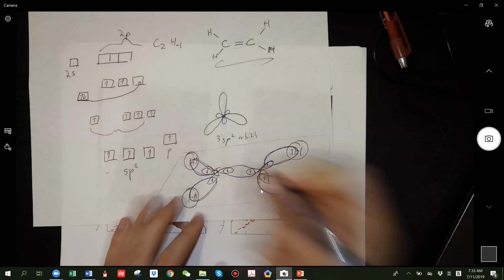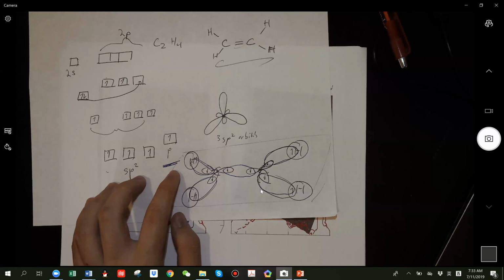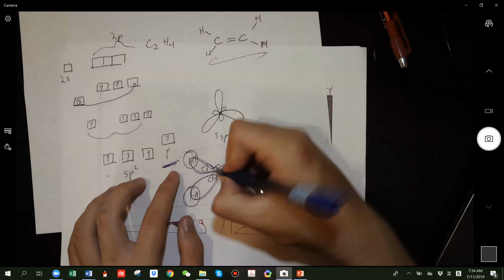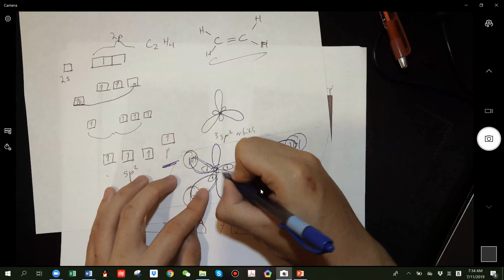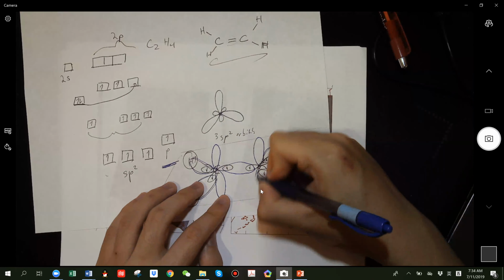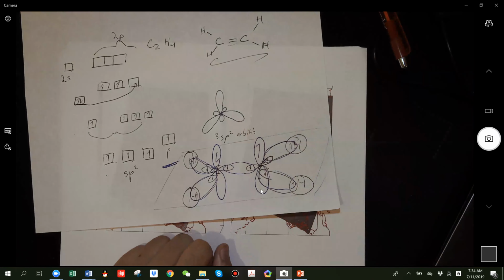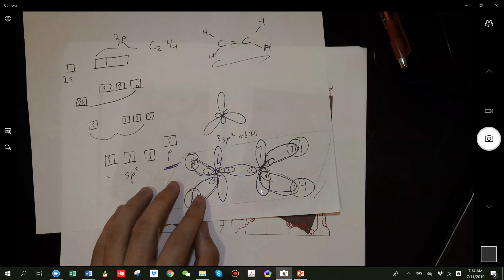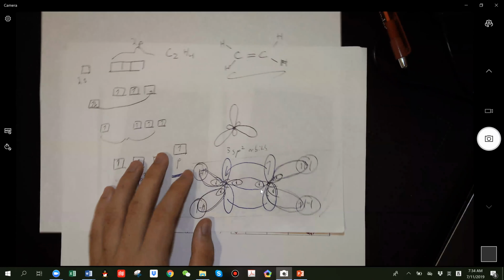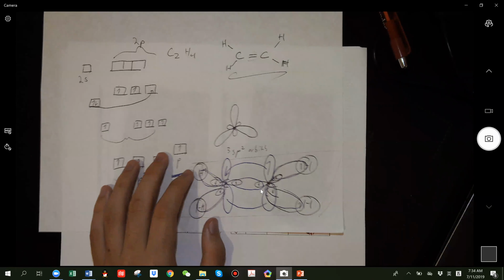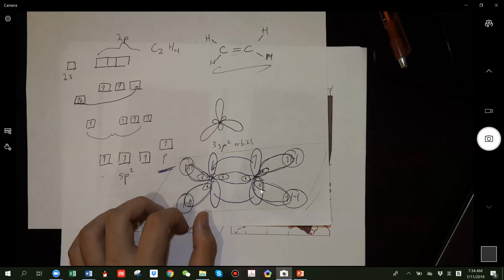Okay, so what about this p orbital here? What about that p orbital here? So that p orbital comes out of the plane, kind of like this, and it also has one electron. So there can be a bonding interaction between these 2 p orbitals, because when orbitals overlap, there's a bond. So this is how bonding happens: orbitals overlap.